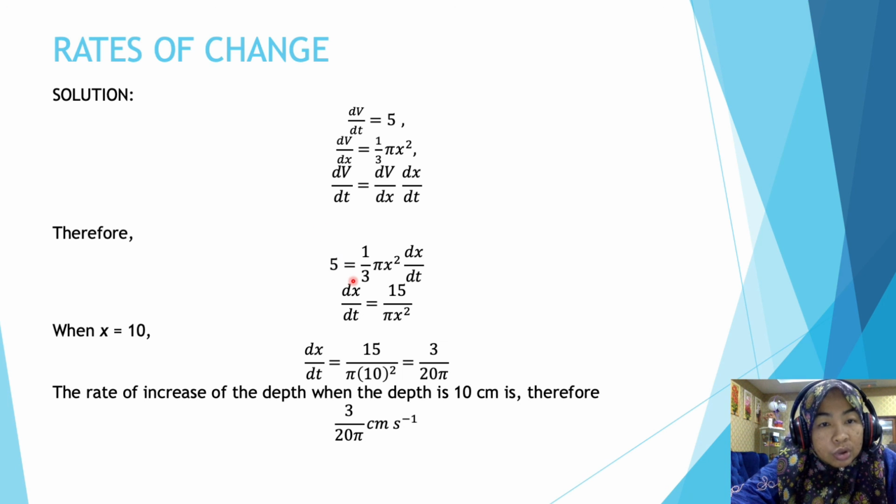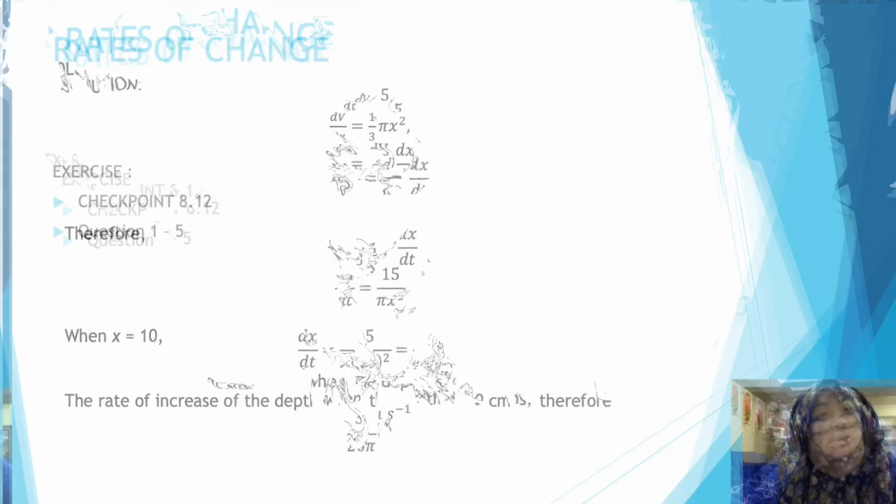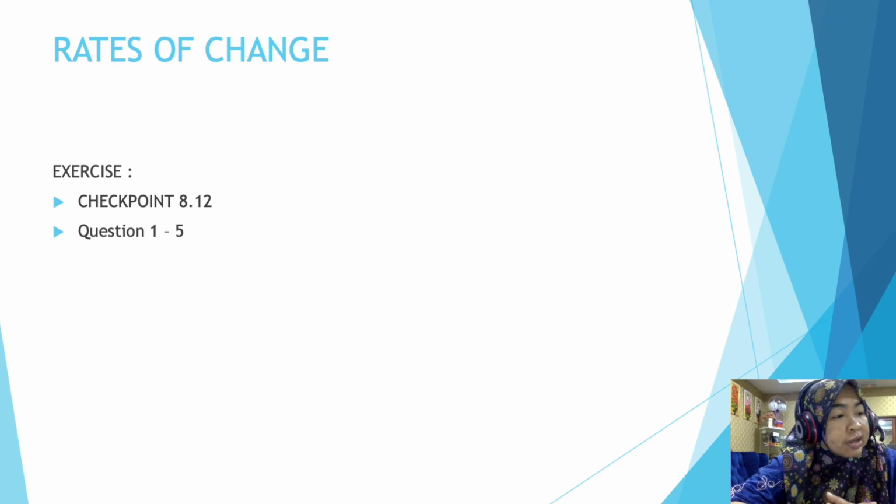So substitute all the information we have, and the depth given is 10, so x is 10. Substitute into the function for dx/dt. So the rate of increase of depth when the depth is 10 is 3 over 20 pi centimeter per second.